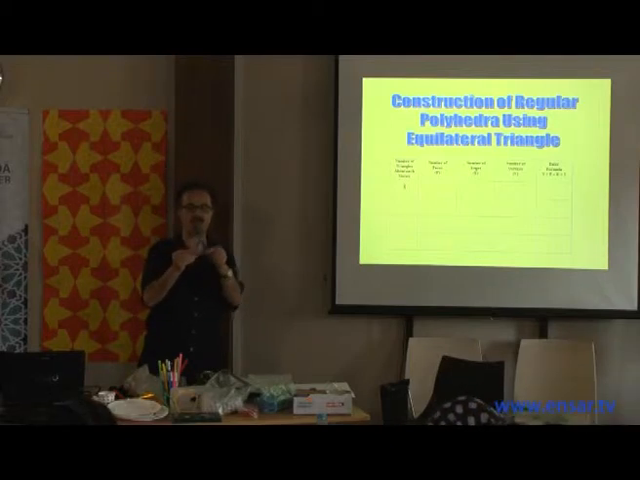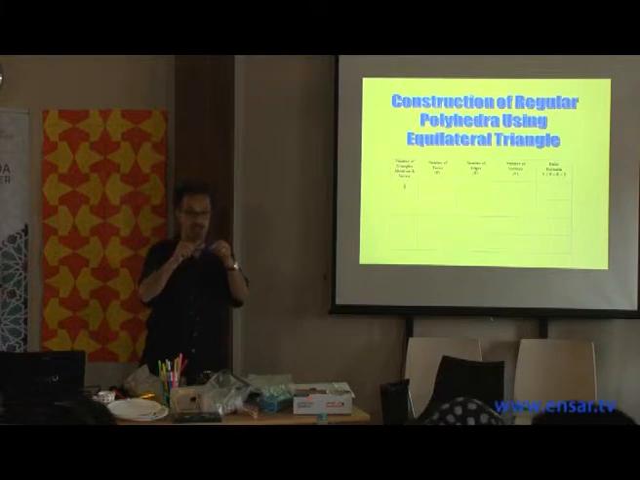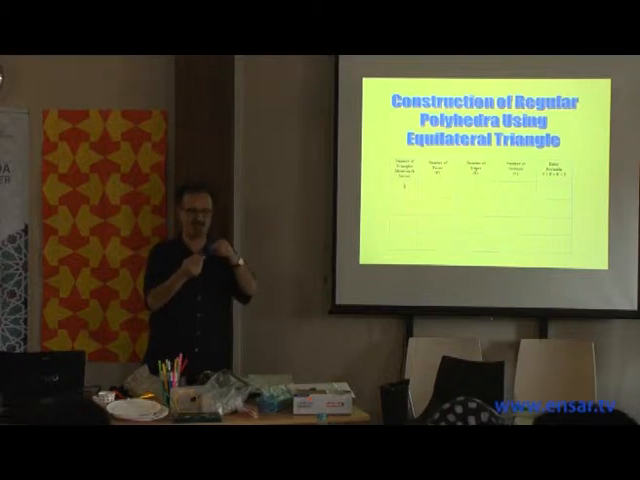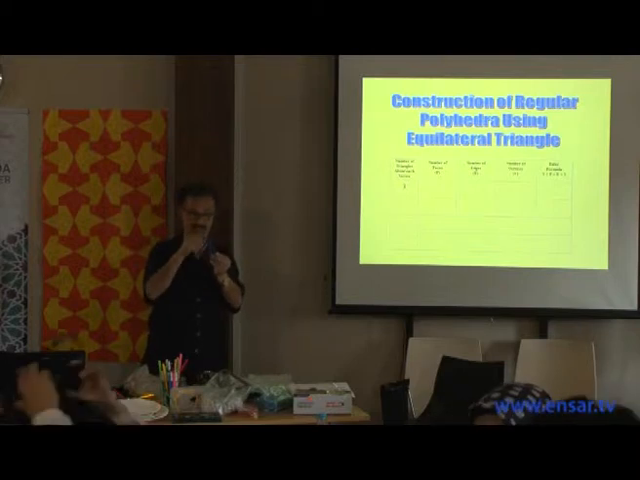How many vertices do you think that this object has? 1, 2, 3, 4. You become so excited. And how many sides do you have? 6. 1, 2, 3, and 1, 2, 3.